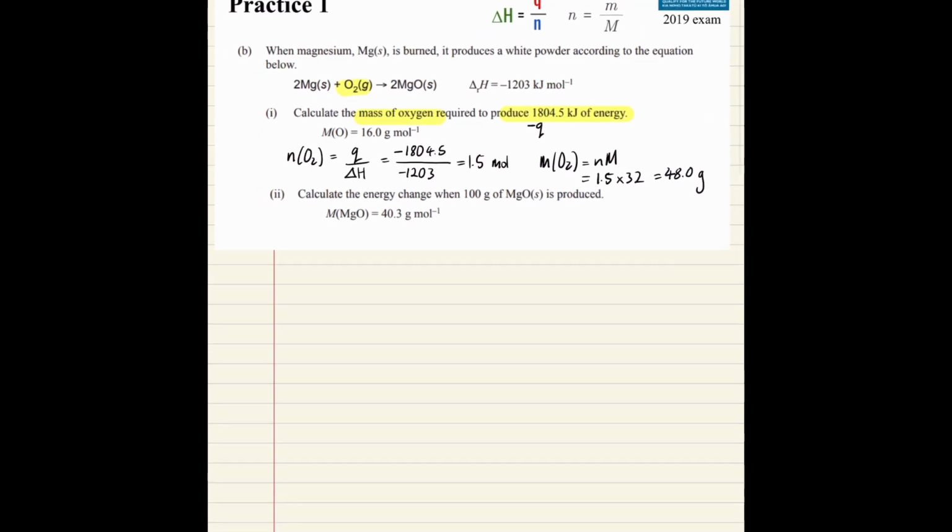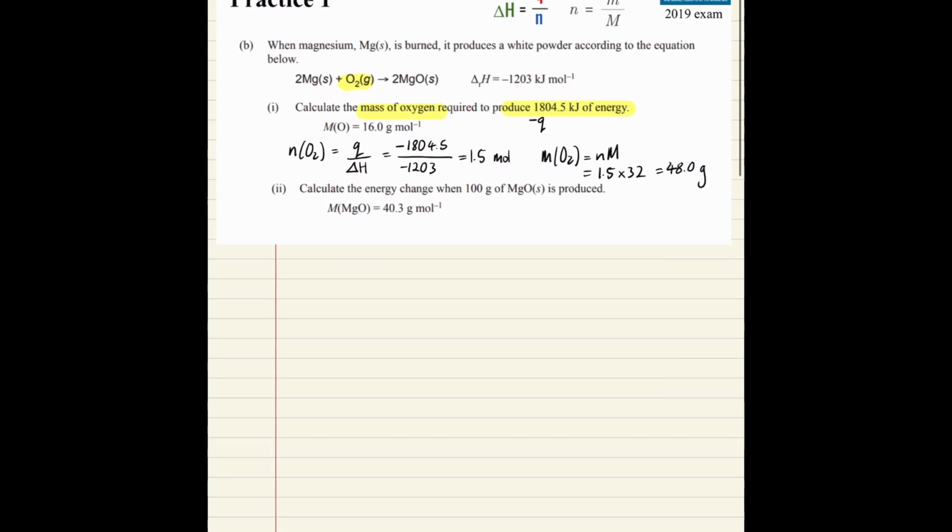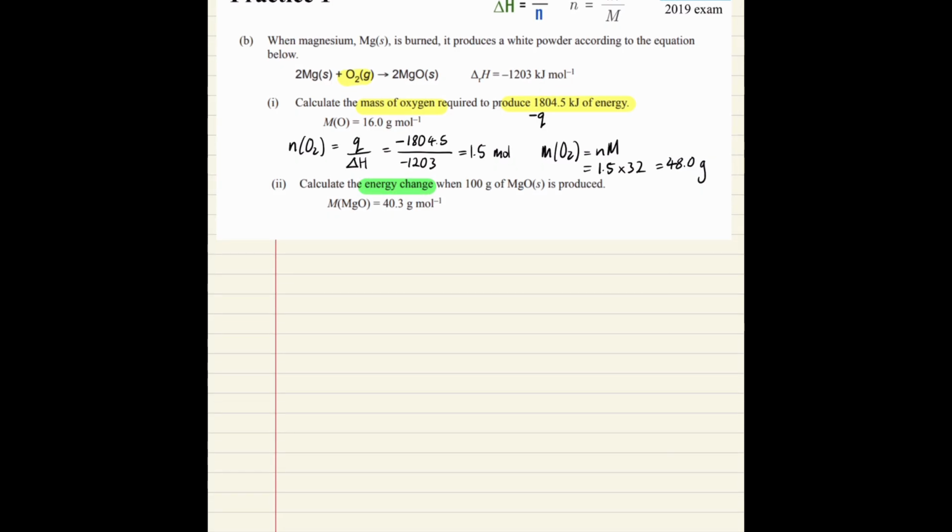Kind of like an achieved skill, I guess. Now, the second equation, we're trying to calculate the energy change. So we're trying to find Q, and we've got a mass of magnesium oxide, and they've even given us the molar mass of magnesium oxide because they are feeling nice to us. Okay, so I'm trying to find Q, and I've got a mass of magnesium oxide. When I look at magnesium oxide in the equation, I see that it is 2 moles of magnesium oxide.